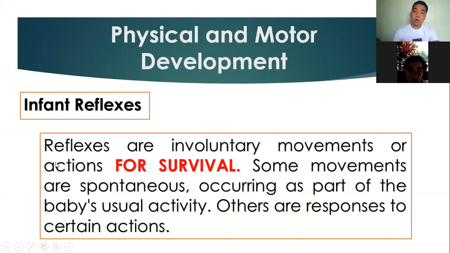So, let's go first to infancy, physical and motor development of infancy. When we talk about the physical and motor development of infants, we underscore, we give importance to the reflexes of infants. That's what they can do at first, okay? But what are reflexes? When we say reflexes, these are involuntary movements or actions for survival.